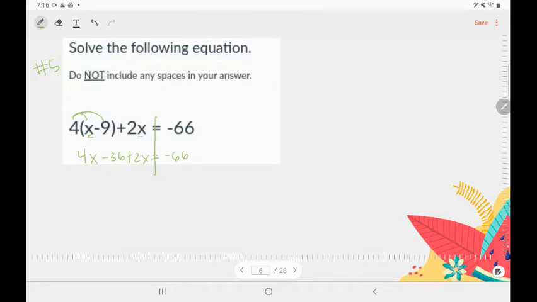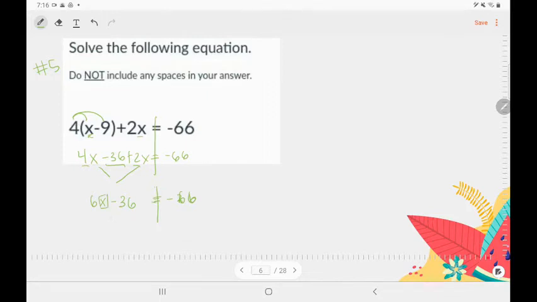My next step, I still can only have one x. So because these are on the same side, 4x and 2x, I can combine them. 4 plus 2 is 6x. Minus 36, there's nothing to combine it with, so I bring it down, equals negative 66.